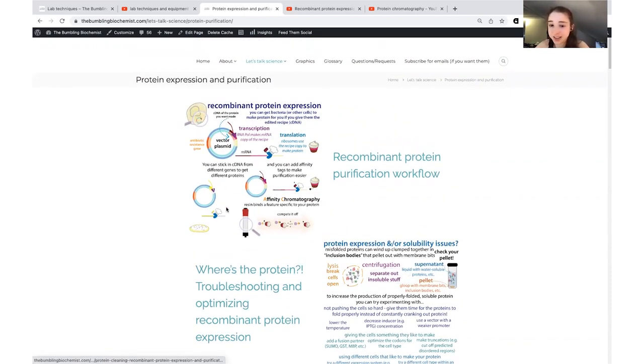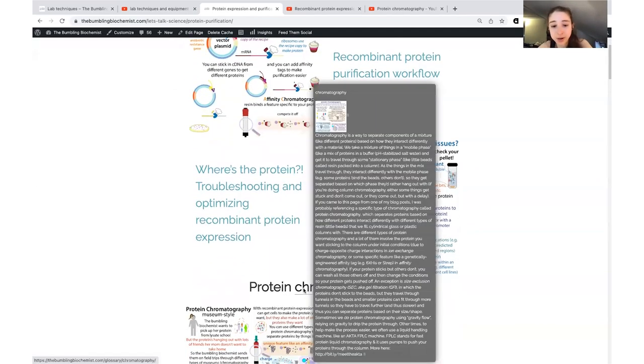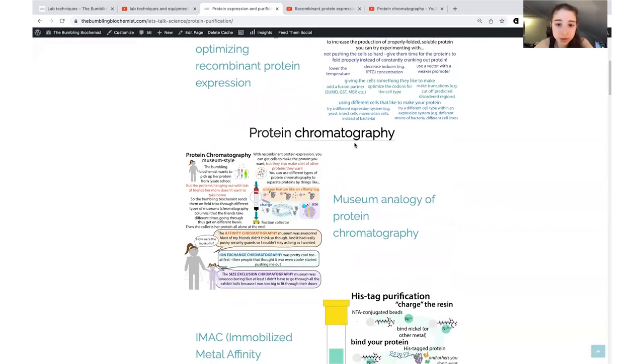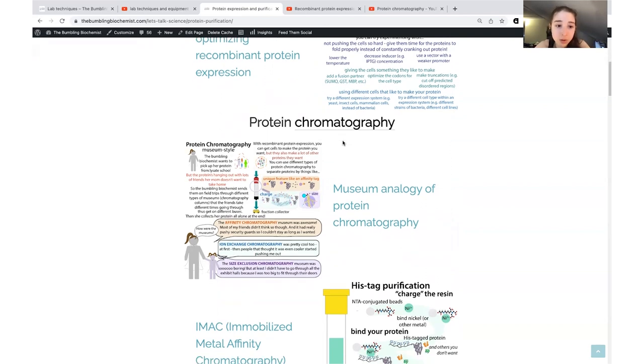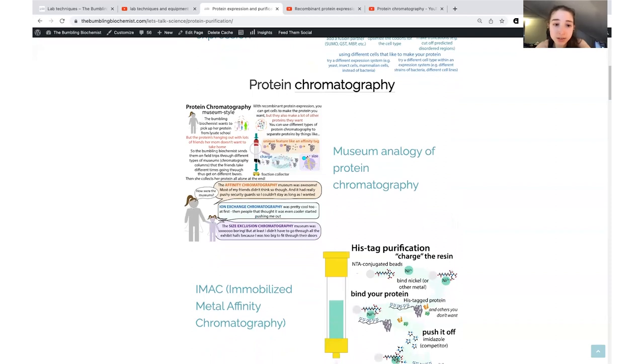These two are right at the top because they're the most important, but there are various steps along the way. When we're talking about protein purification, we're often talking about protein chromatography. With chromatography, the idea is that you have two phases: a stationary phase and a mobile phase. In this case, the stationary phase is going to be little beads called resin that fill these columns.